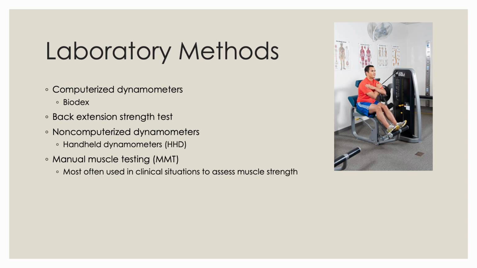Some additional laboratory methods are non-computerized dynamometers or handheld dynamometers. Handheld dynamometers can provide an objective measure of isometric strength. They're portable and less expensive and can be used in more diverse settings and for various muscles, unlike the Biodex, which is usually fixed to specific joints. And then we also have manual muscle testing. This is most often used in clinical situations to assess muscle strength.